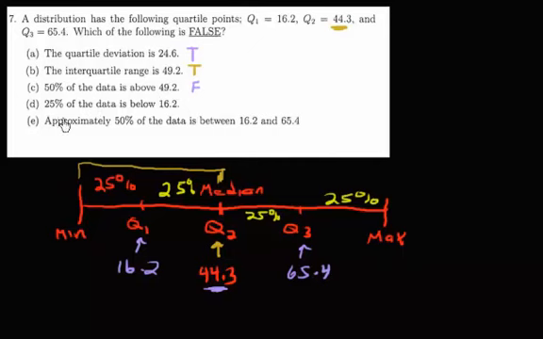Now just to make sure, let's go through the other two. 25% of the data fall below 16.2. Well, here's 16.2, and below 16.2 represents 25%. So that's true. Approximately 50% of the data fall between 16.2 and 65.4. Well, from here to here represents this 25% plus another 25%. So overall, it's about 50%. So E is true. So which of the following is false? It would be choice C.